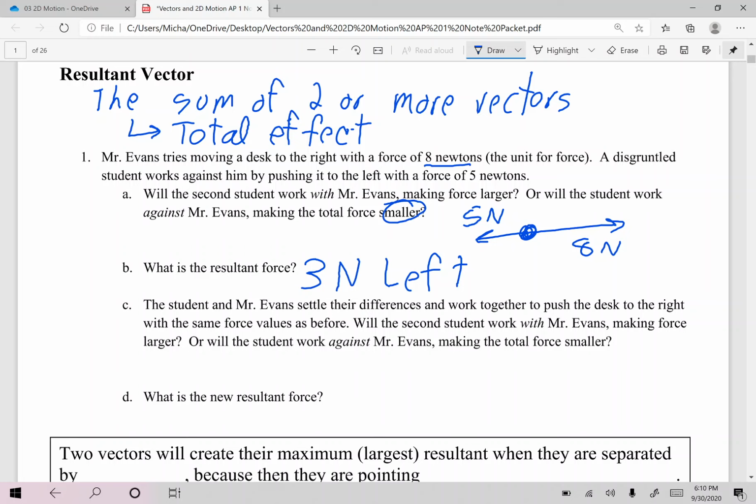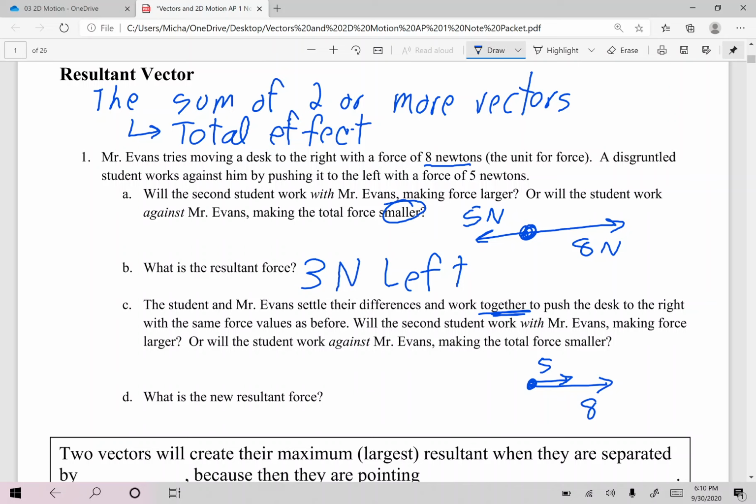Now, the student and Mr. Evans settle their differences and work together to push the desk to the right with the same force values as before. In other words, we've got 8 to the right and we've got 5 to the right. Will the second student be working with Mr. Evans, making the force larger, or against Mr. Evans, making the force smaller?